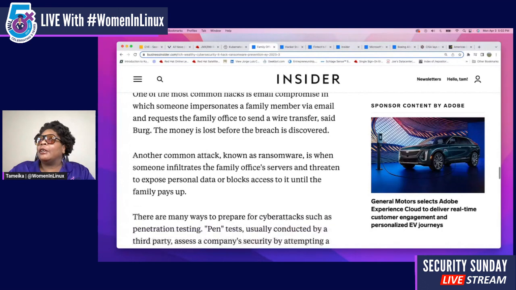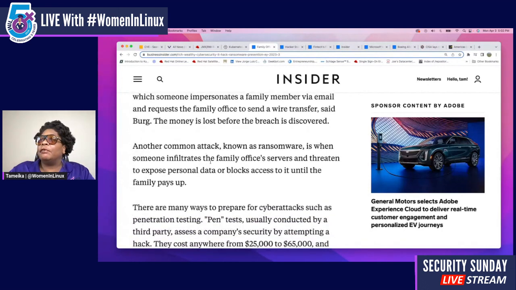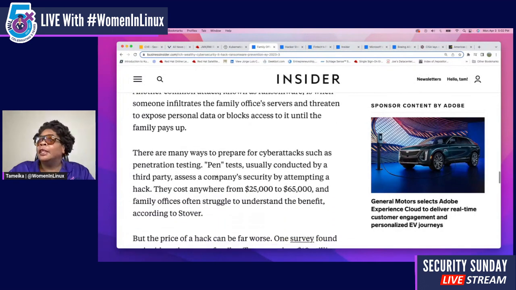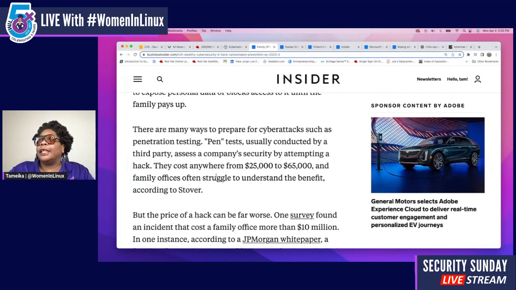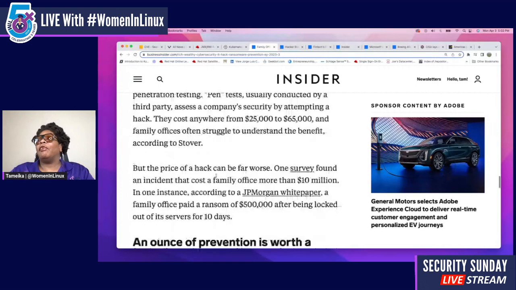Another common attack, known as ransomware, is when someone infiltrates the family office's servers and threatens to expose personal data or block access to it until the family pays up. There are many ways to prepare for cyber attacks, such as penetration testing, or pen tests, usually conducted by a third party, which assesses a company's security by attempting a hack. They cost anywhere from $25,000 to $65,000. But the price of a hack can be far worse.